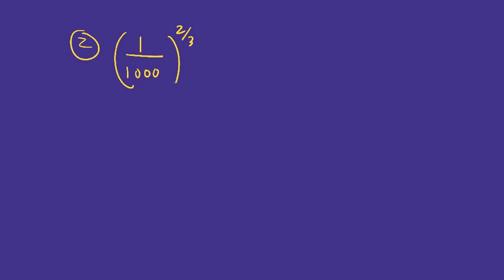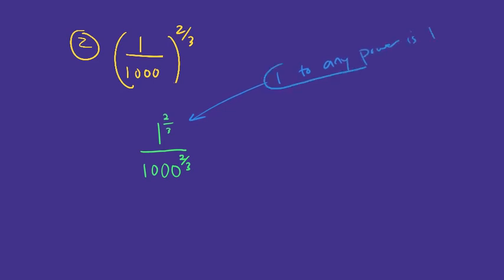Number 2, 1 over 1,000 to the 2/3. Here we've got a fraction to the 2/3, and you just want to basically distribute that exponent, the 2/3, to both of those numbers. So 1 to the 2/3, 1,000 to the 2/3. And a little side note on this top one: 1 to any power is 1. It doesn't matter if it's 1 to the millionth, or 1 to the negative 1,000th, it's still going to be equal to 1. So on this next step on top, we just have the number 1.